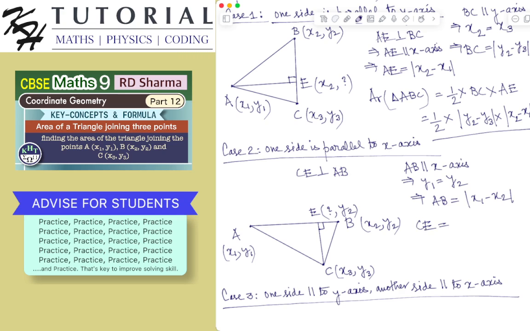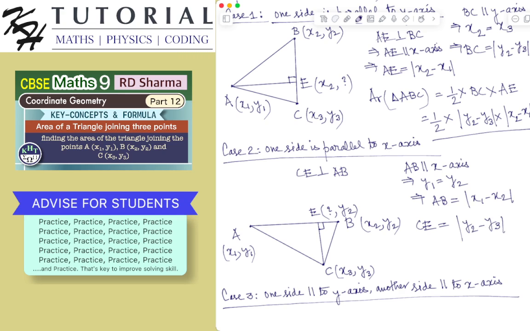Now the line CE will be parallel to the y-axis, because the line CE is perpendicular to AB and AB is parallel to the x-axis. So clearly CE will be parallel to the y-axis. So then the length of CE will be the absolute value of the difference of the ordinates of the points E and C. So it will be the absolute value of y2 minus y3.